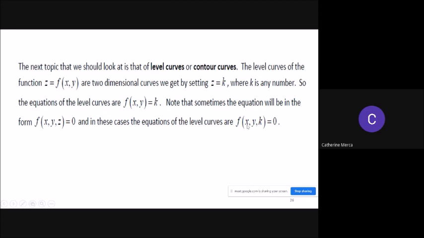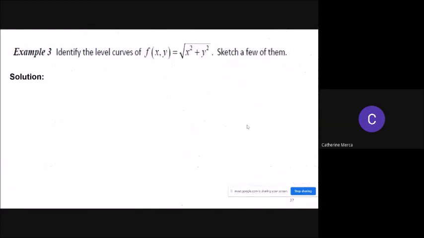Pag sinabi mong level curve, ganito yung itsura niya. Para bang yung flat portion, kung tingnan nyo from the upper portion, nag-level up siya, bali, parang plain lang siya, no? Kasi level curve. So let us take a look at this para mas maintindihan ninyo. Identify the level curves of f of xy equals x squared plus y squared. And then you are asked to sketch a few of them.